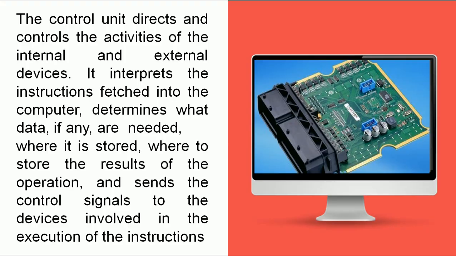It directs the flow of data between the central processing unit and the other devices. The control unit directs and controls the activities of the internal and external devices. It interprets the instructions fetched into the computer, determines what data, if any, are needed, where it is stored, where to store the results of the operation, and sends the control signals to the devices involved in the execution of the instructions.